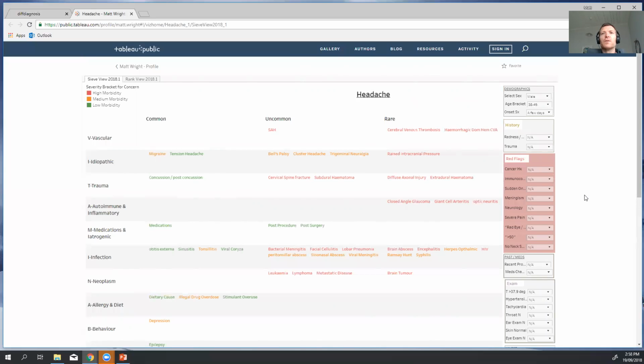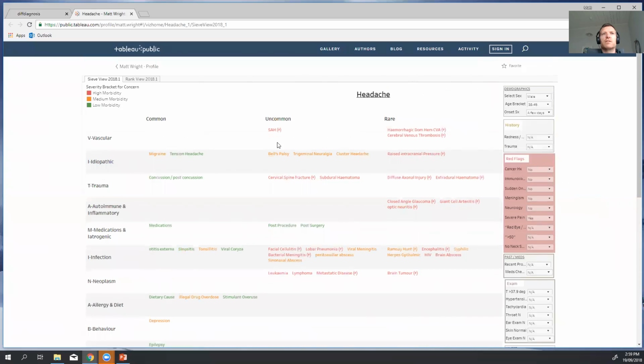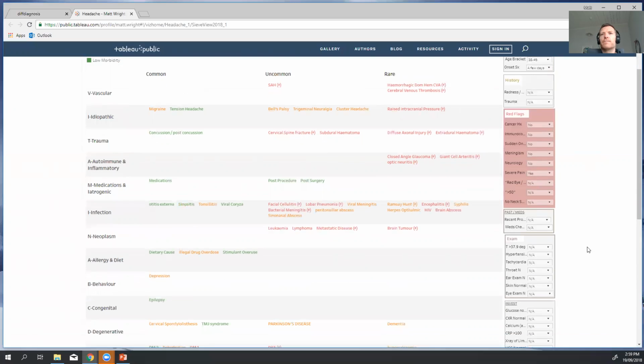Now at this stage, what I knew was that he actually didn't have a history of cancer. He wasn't immunocompromised. It wasn't sudden onset. He had no meningism. He told me he had no neurology either, and I would examine him as well, but it was severe pain. So at this stage, as you can see, there are some little subscripts which will come up here to show me that subarachnoid, hemorrhagic dominant hemisphere CVA, cerebral venous thrombosis, cervical spine fractures, and hematomas, eye issues, and some of the infections actually have very, very severe pain.